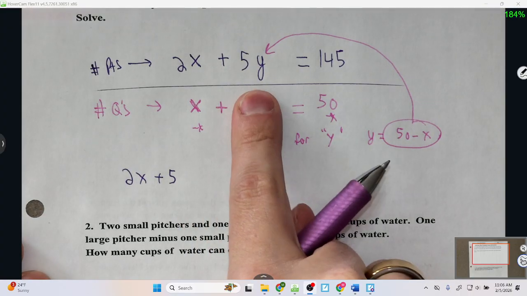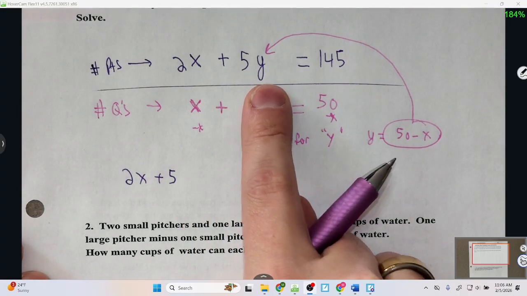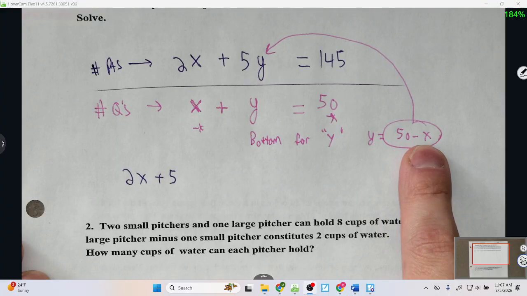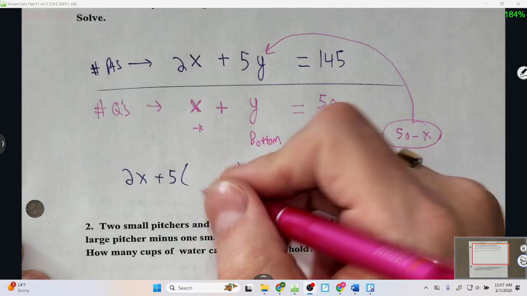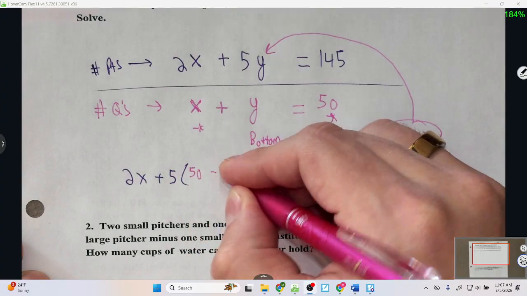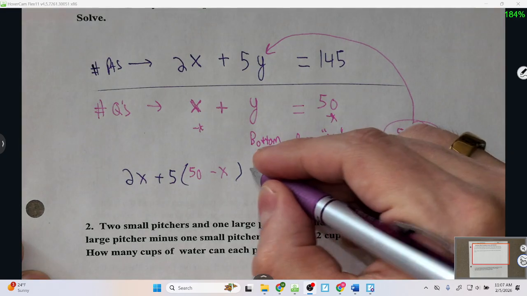What has to go here? Boom, this guy's got to go there. 50 minus x. So I'm going to put parentheses, and I am going to change colors to 50 minus x. And that's going to come out to 145.